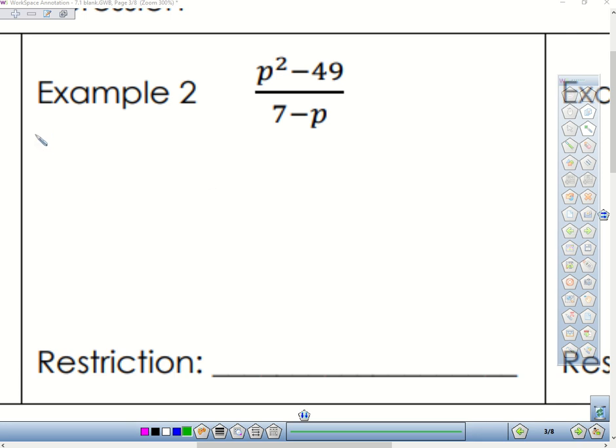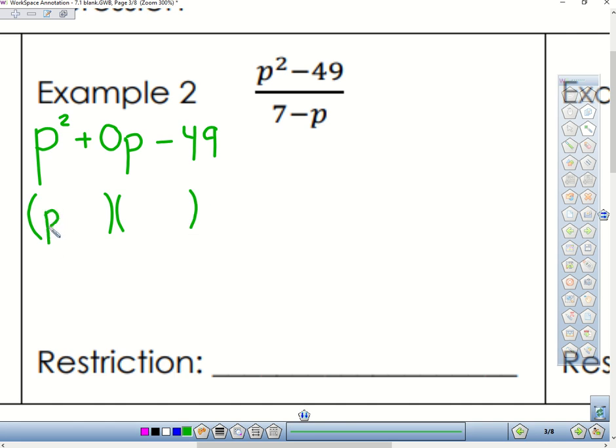Okay, so let's just refresh our memory. So let's say we have p squared, and we're going to put in that placeholder term, 0p, minus 49. So 0p is a placeholder term, okay? Now that I've done that, I should now be able to factor this like any other trinomial. So factors of negative 49 that add up to 0. Any ideas? Good. Positive 7 and negative 7.